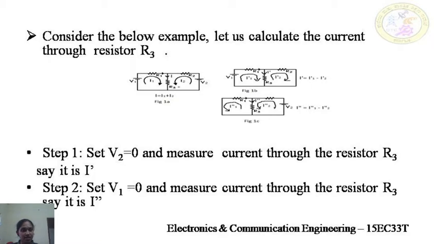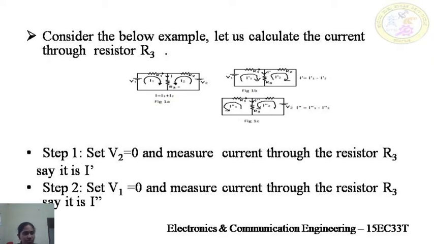Now consider another example. Consider the below example. Let us calculate the current through resistor R3. There are two voltage sources V1 and V2 acting simultaneously on this circuit as shown in figure 1a. Because of these two voltage sources, say current I flows through the resistance R3, that is I is equal to I1 plus I2.